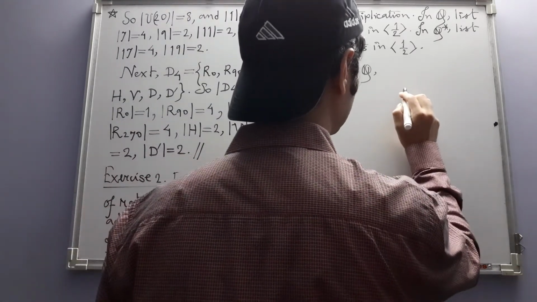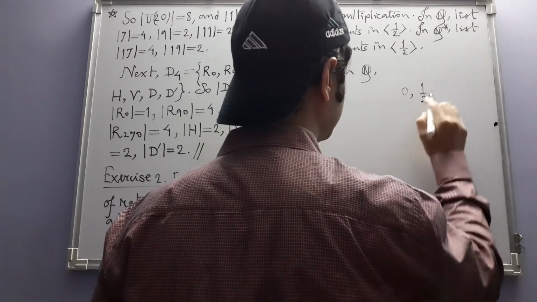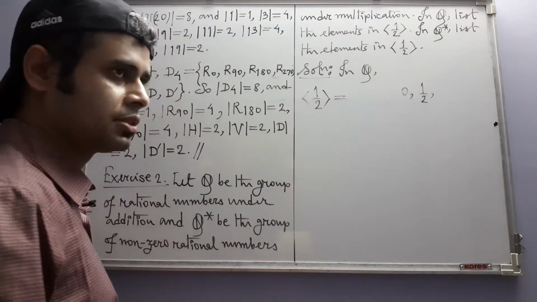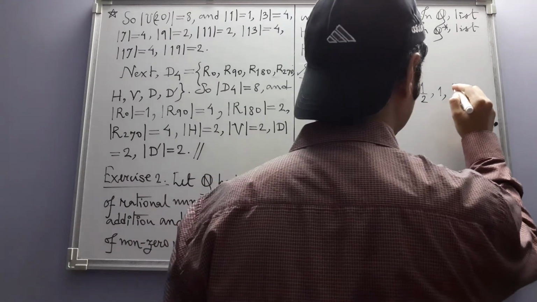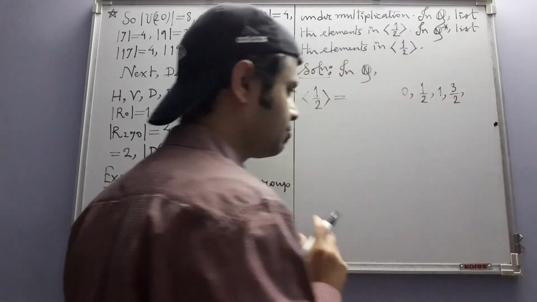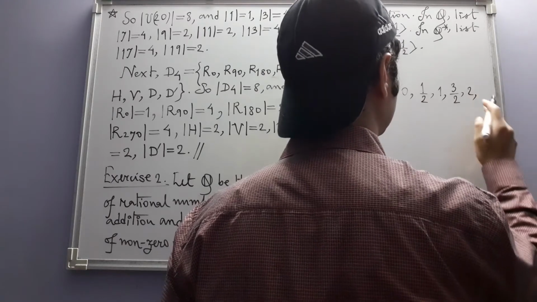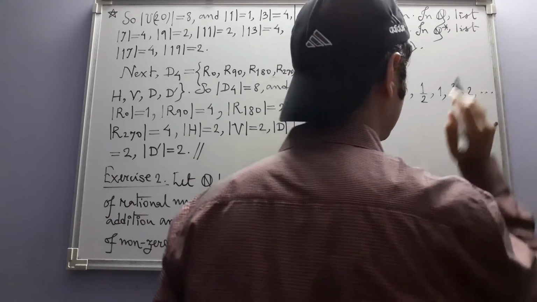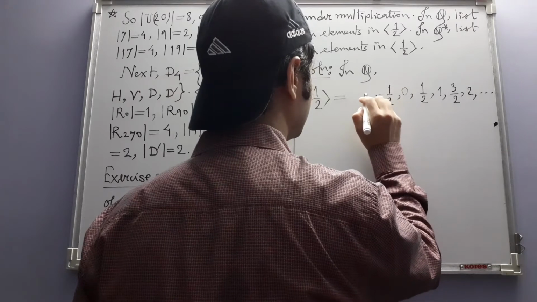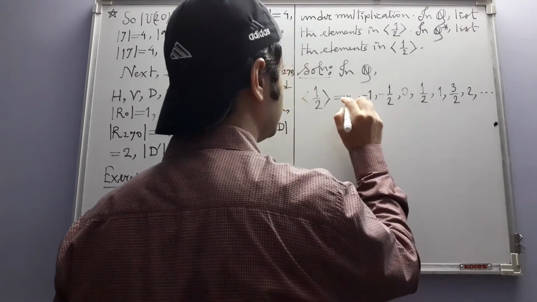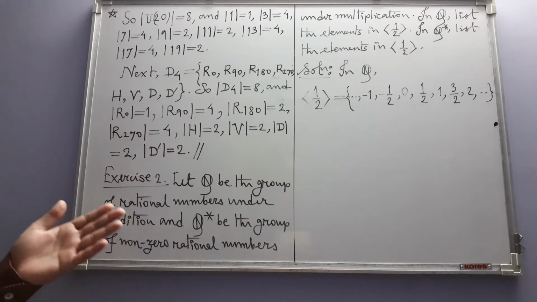The identity element, of course, will be there because it's supposed to be a subgroup. Then you have 1 by 2. Then 1 by 2 plus 1 by 2 gives us 1. If you add 3 1 by 2s, you get 3 by 2. If you add 4 1 by 2s, you get 2. If you add 5 1 by 2s, you get 5 by 2, which however I am not writing. You get the pattern. And on the negative side also, similarly you have minus 1 by 2, minus 1, minus 3 by 2, etc. So these are the elements of the cyclic group generated by 1 by 2.